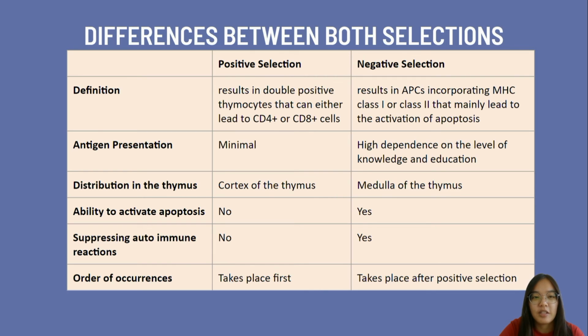Furthermore, positive selection cannot suppress autoimmune reactions, while negative selection can prevent the production of cells that are capable of self-reacting. This minimizes the risk of autoimmune responses. Lastly, in a natural context, positive selection takes place first, while negative selection takes place after positive selection.